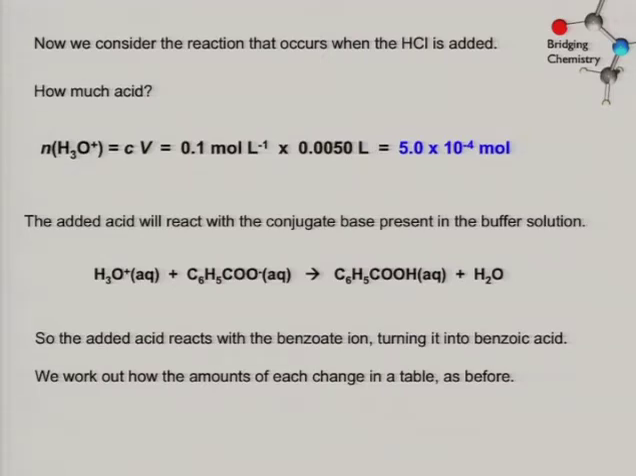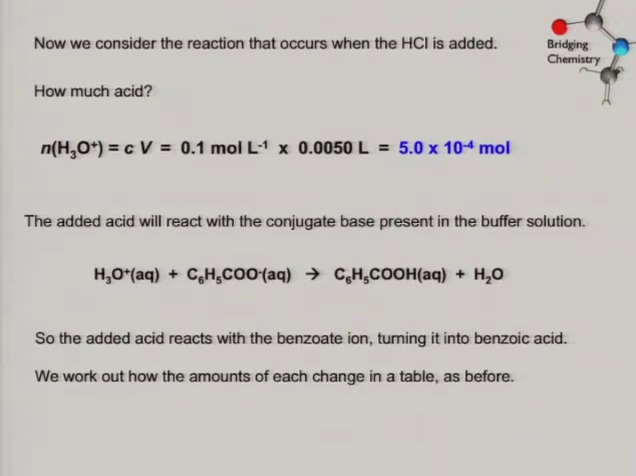The amount of H3O+ is just equal to the concentration times the volume. And so it's 0.1 moles per litre times 5 mL, which is 0.005 litres. And so that comes out as being 5 times 10 to the minus 4 moles.